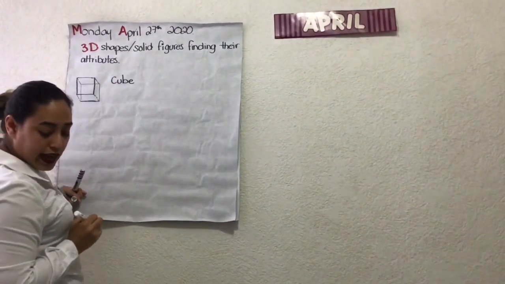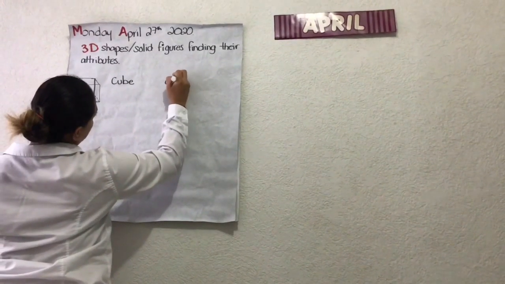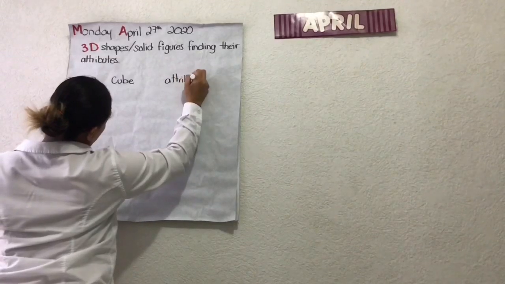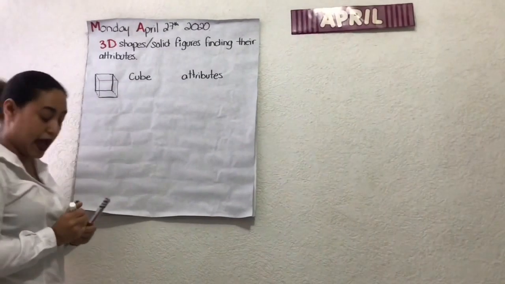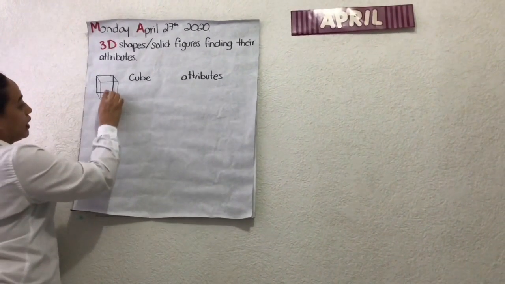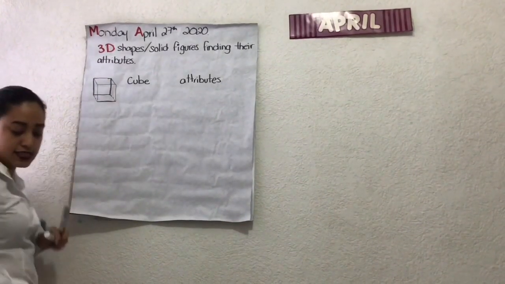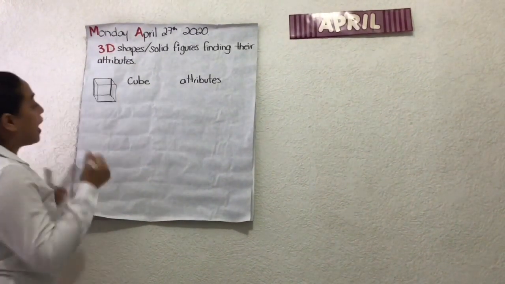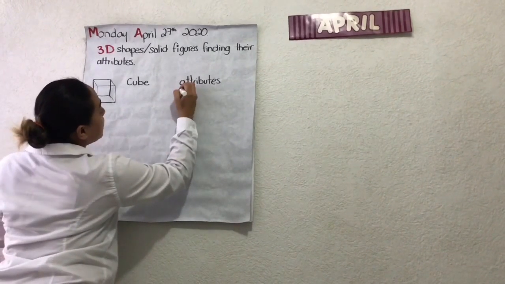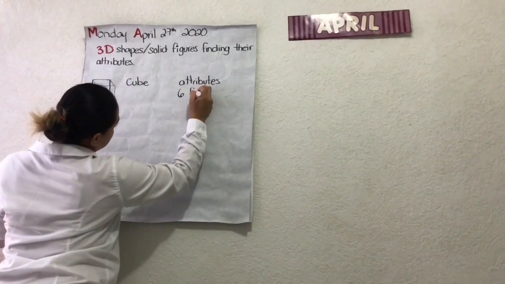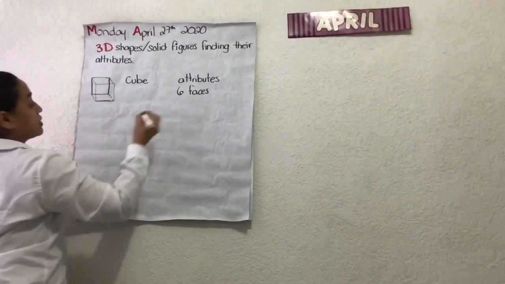Now we need to find out their attribute. What is their attribute? All right, so how many faces does this cube have? Remember, face. So we have 1, 2, 3, 4, 5, 6, and we keep counting, guys, and we have 1, 2, 3, 4, 5, 6. So it has 6 faces. How many edges? How many edges does this have?